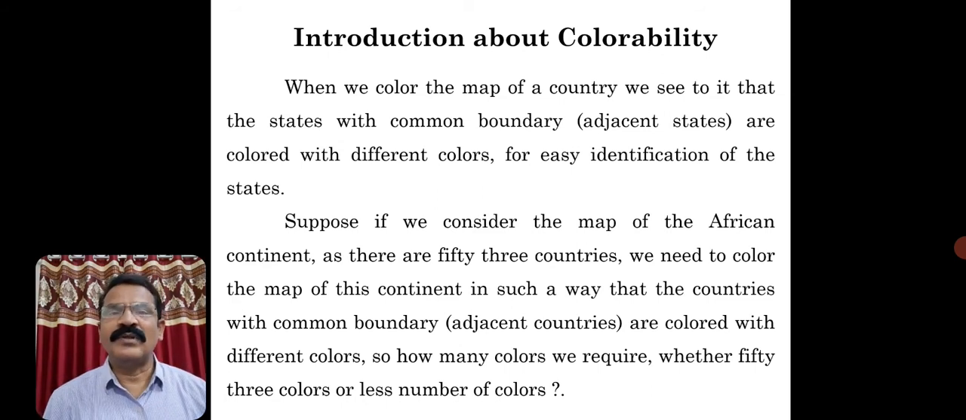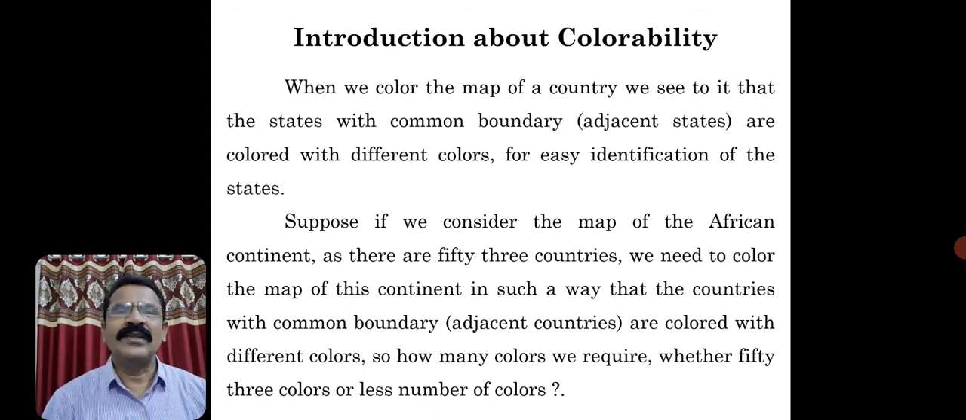And moreover, countries with a common boundary means those having a common boundary between two countries. For example, India and Pakistan, India and China, India and Bangladesh. So there is a boundary. Like that in the world, there are countries with common boundaries. Such common boundary countries we must color with different colors. Otherwise, we cannot identify them very easily.